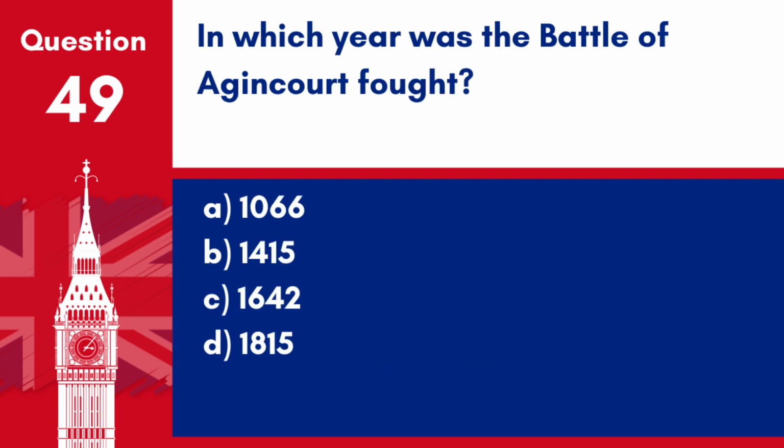Question 49. In which year was the Battle of Agincourt fought? A. 1066. B. 1415. C. 1642. D. 1815. Answer: B. 1415. The Battle of Agincourt, a major English victory in the 100 Years' War, was fought in 1415.